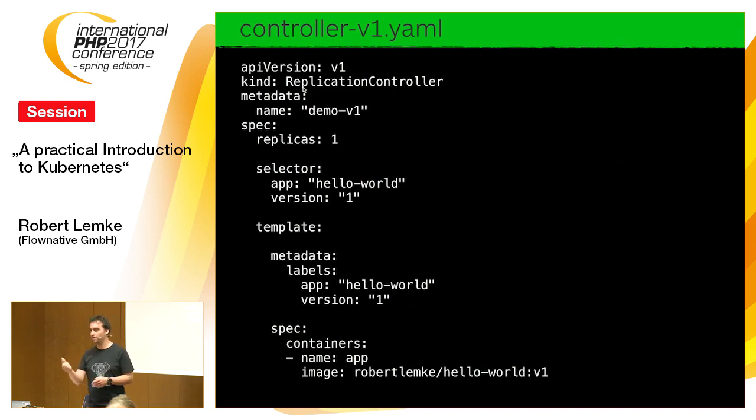Like, I need an Nginx, PHP FPM, and my application. Of course, this is a very simple one. The specification just says, I need one container running on this image.